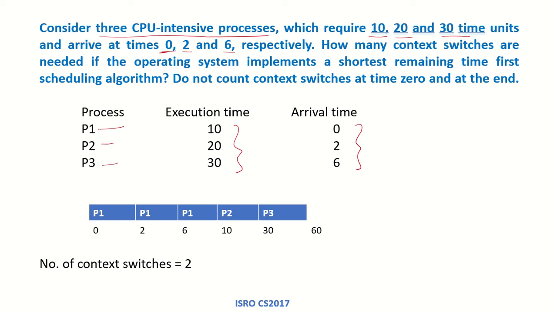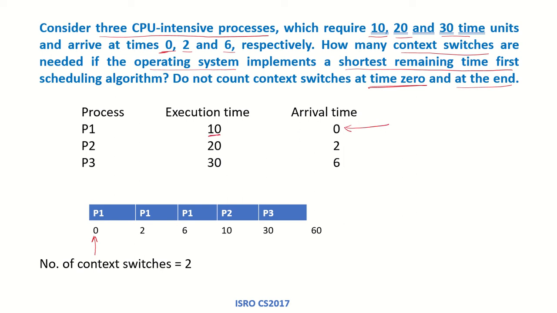How many context switches are needed if the OS implements the shortest remaining time first algorithm? Do not count the context switches at time 0 and at the end. This is what we have to find out now. So let's start at time 0 and we will prepare the Gantt chart again. At time 0, there is only process P1, its execution time is 10.